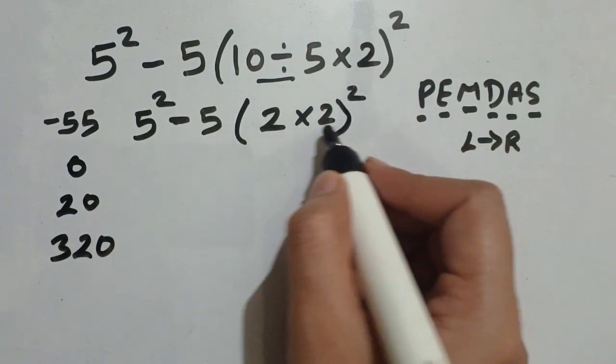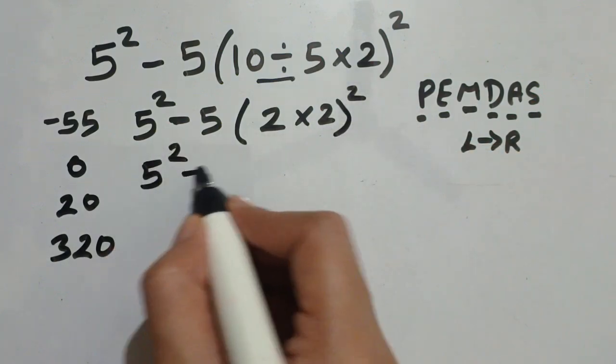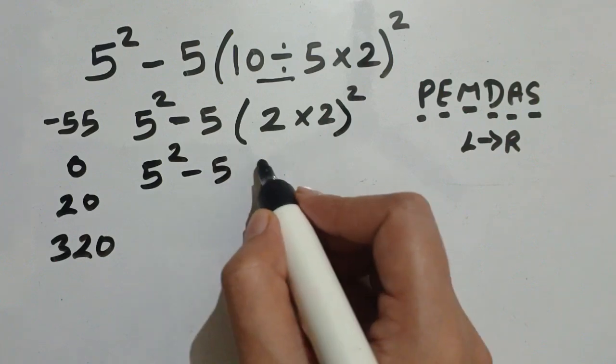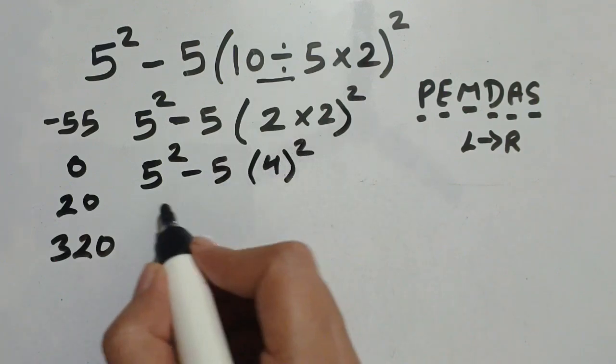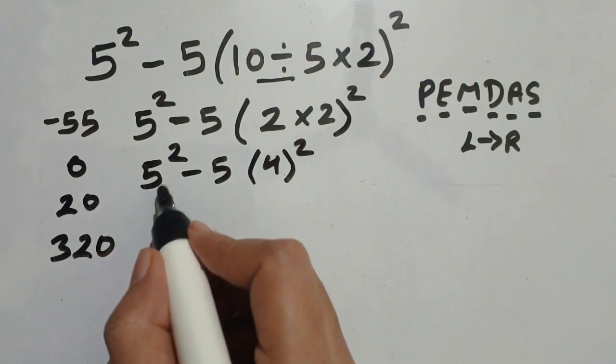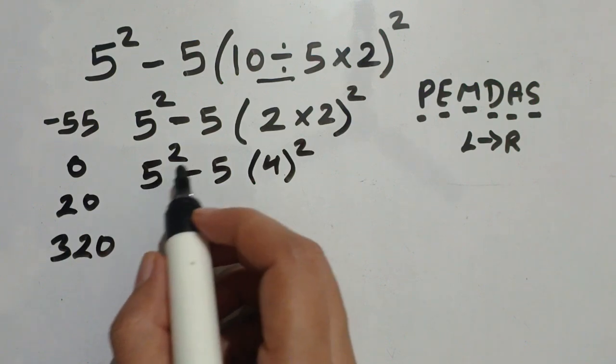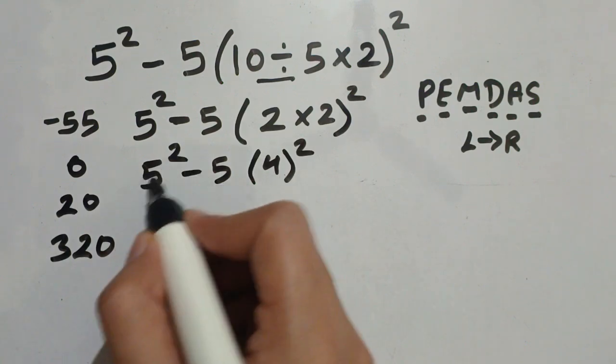Then again solve the parenthesis part. 5 square minus 5. 2 2s are 4. Then solve this exponent. Here also an exponent is given, so go from left to right. First we'll solve this part.